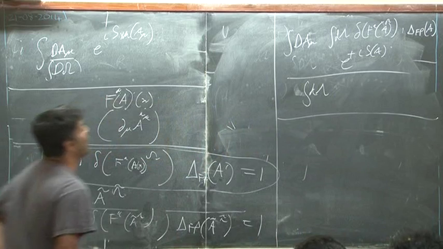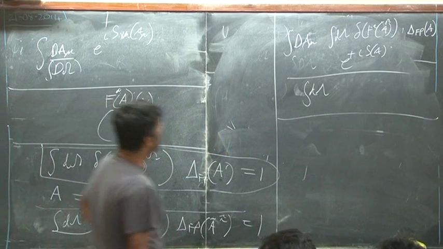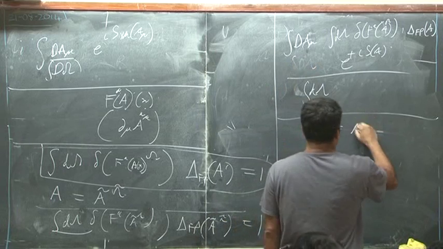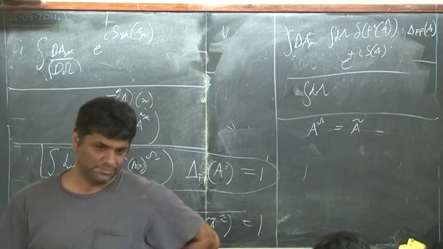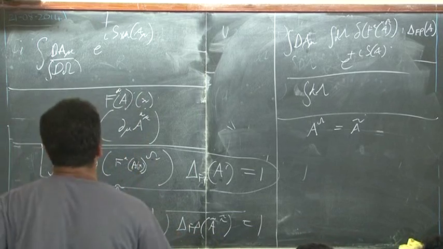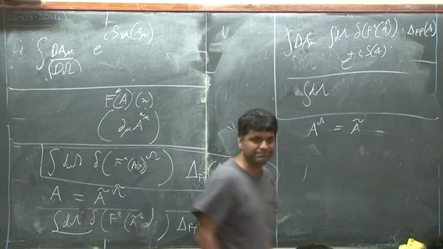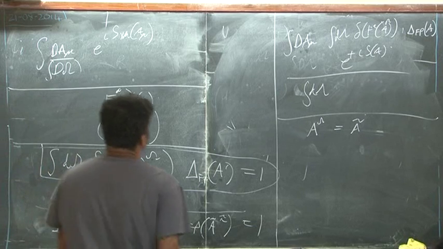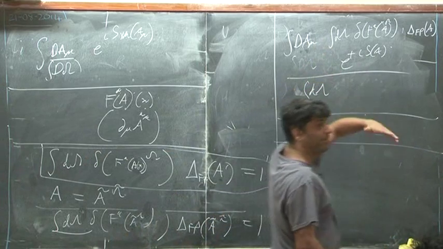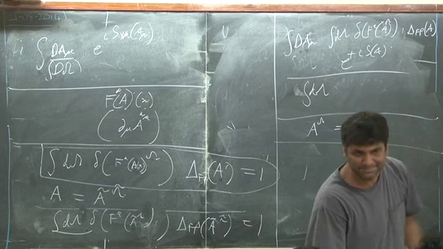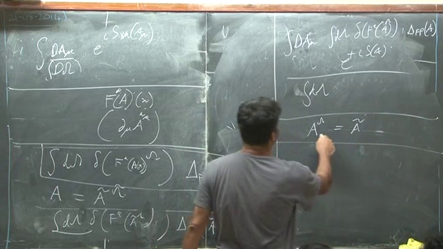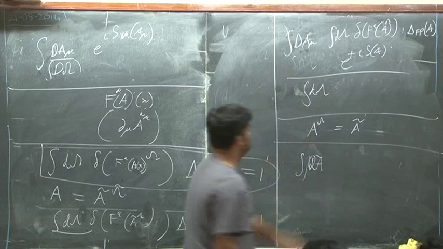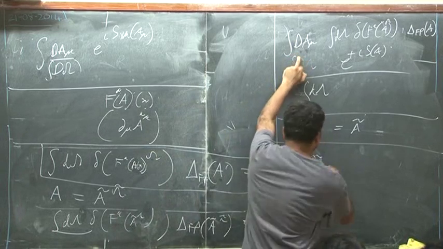Now, what I do is the following. Now I make a change of variables. Let A omega equals A tilde. I assume that this change of variables is such that it's an invariance of the measure. If you regulate the problem, you can easily show that gauge transformations are symmetries not just of the action but also the measure of the path integral. Now, if that's the case, then the measure is unchanged, so this becomes dA tilde mu.